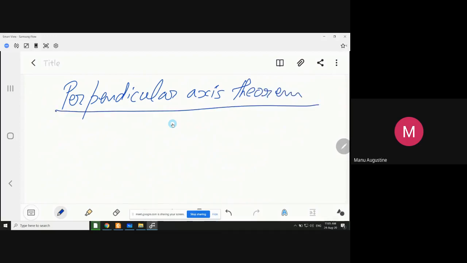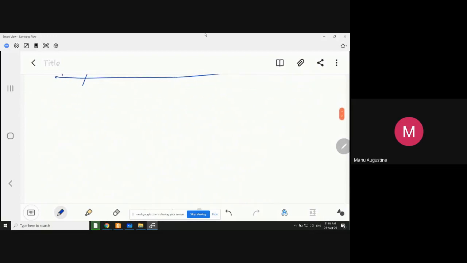And the perpendicular axis theorem says that if you have an area, any area, let us give it some thickness also so that we can visualize it in 3 dimensions. So this is a very thin area. The thickness is almost negligible. We can call it a simple area itself.